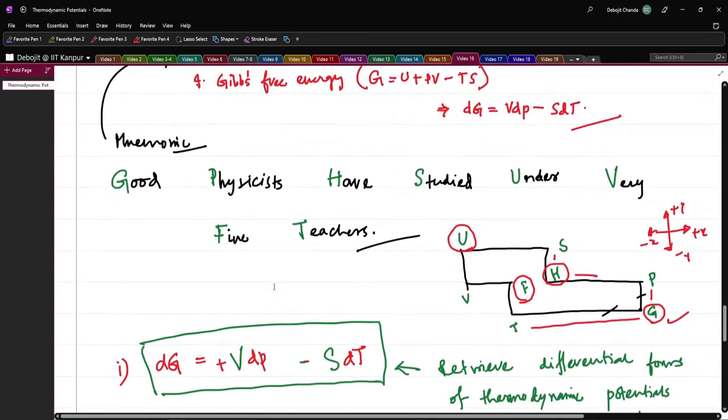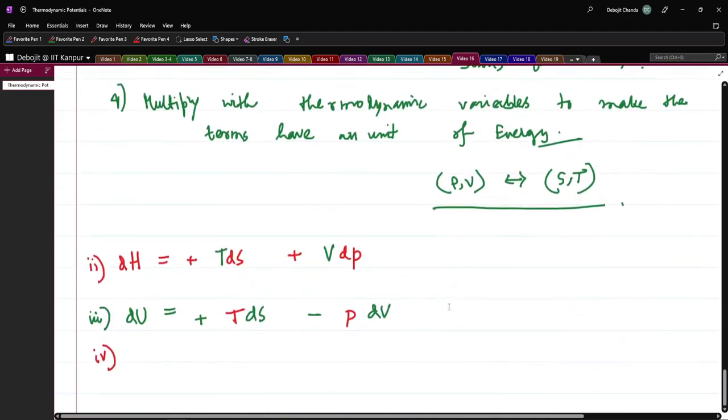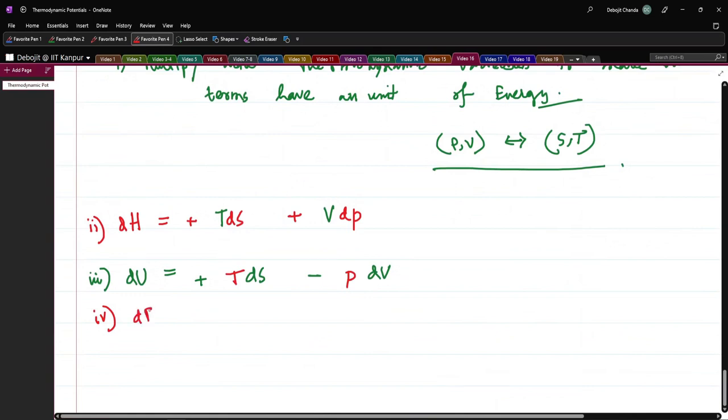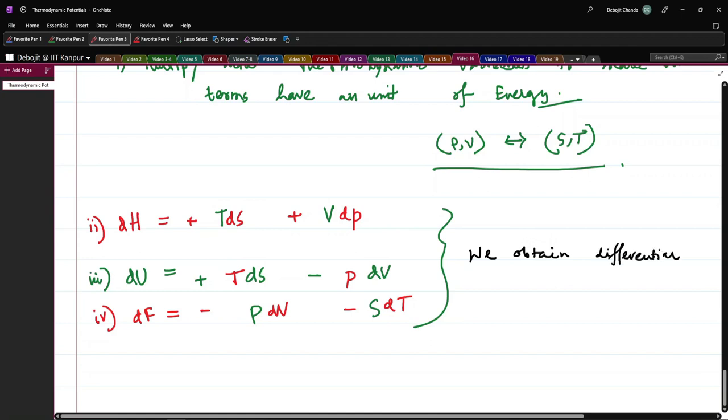And last is the free energy, which has volume and temperature both in the negative direction. So we'll have dF equal to minus PdV and minus SdT. And with dV we'll multiply P, and with dT we'll multiply S. So that's how we obtain differential forms.